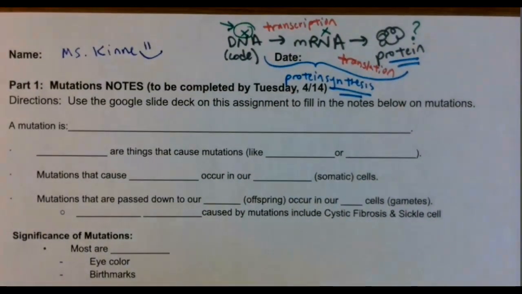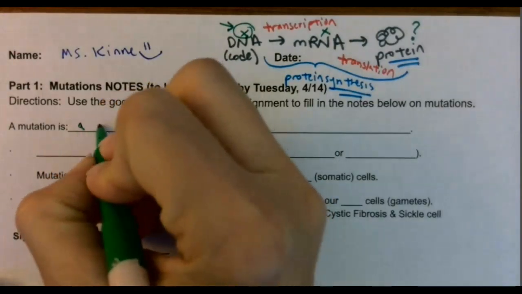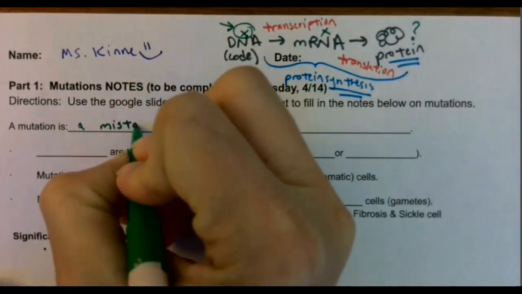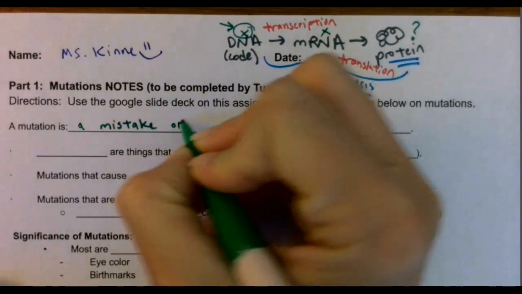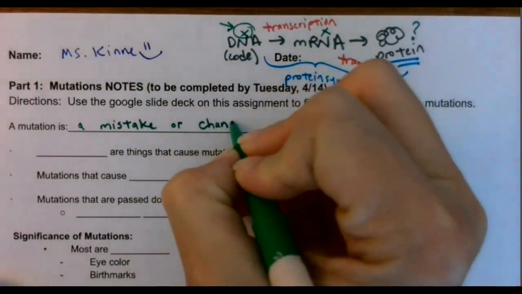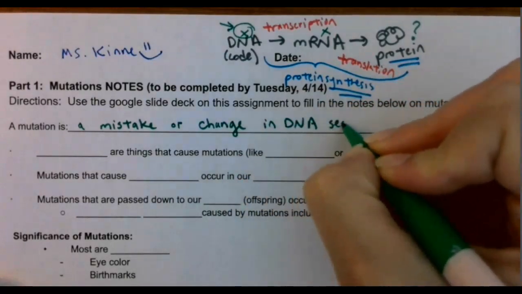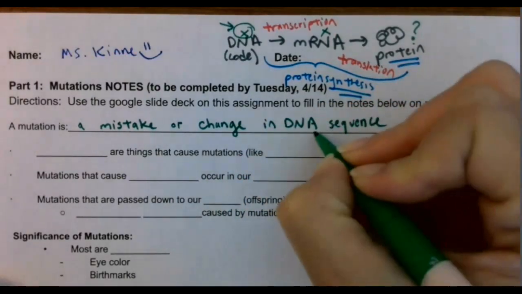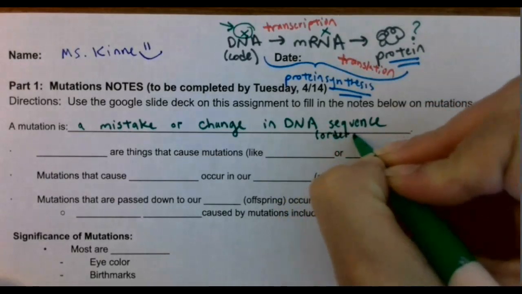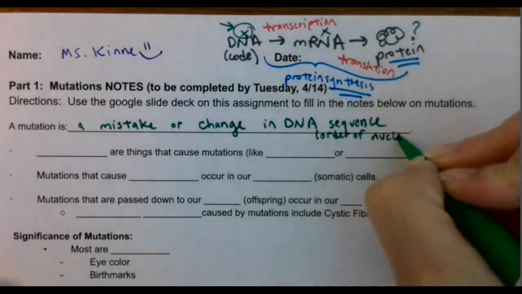So a mutation is a mistake or change in DNA sequence. And by DNA sequence, I mean the order of the nucleotides.